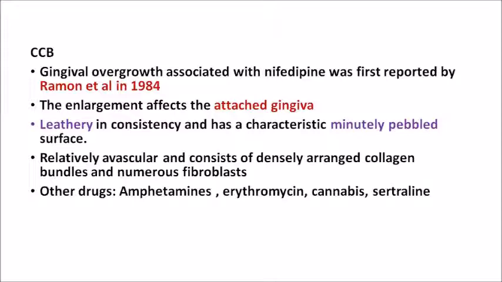It is relatively avascular, similar to phenytoin-induced enlargement. It consists of dense collagen bundles and numerous fibroblasts. Another important question is the substitute drug to replace nifedipine when the patient has enlargement. It is isradipine. Isradipine is a substitute drug to be used in case of calcium channel blocker induced enlargement. Other than the three major groups, that is antiepileptics, immunosuppressants, and calcium channel blockers, many other drugs also cause enlargement, and these drug groups are amphetamines. Then we have erythromycin, which is a substitute for amoxicillin allergy or penicillin allergy. Then we have cannabis and sertraline. All these drugs cause enlargement.